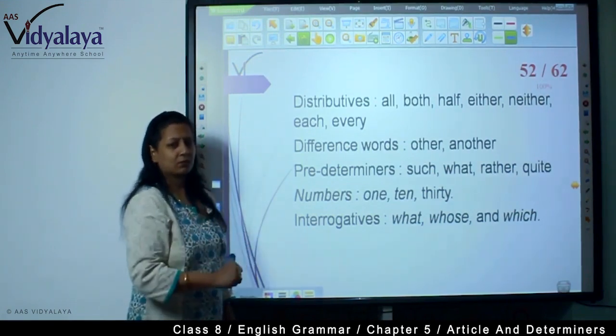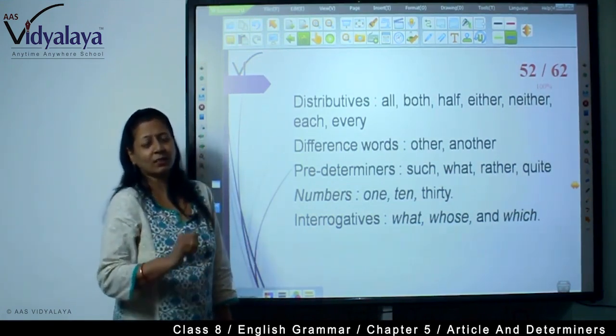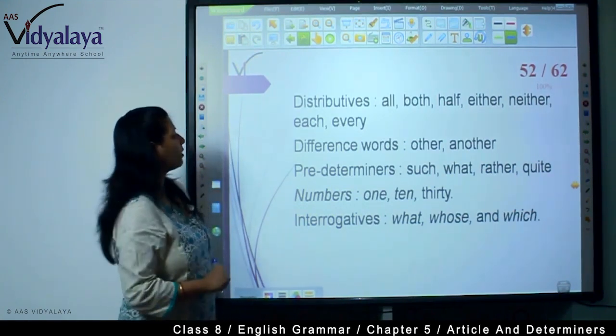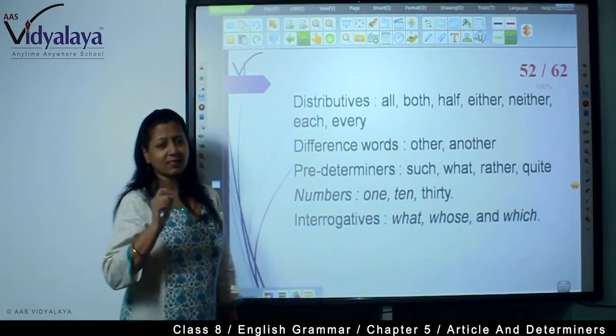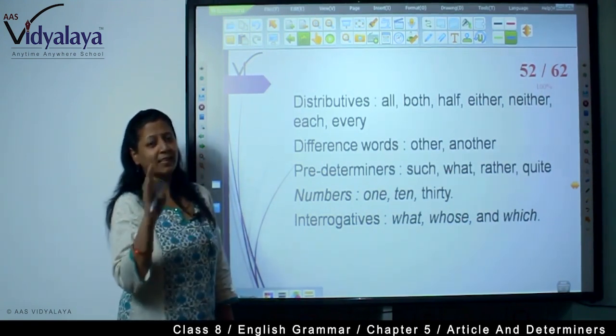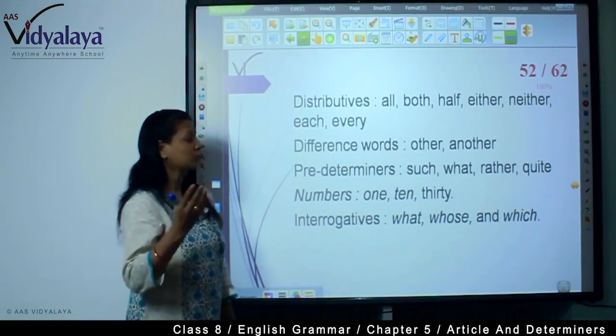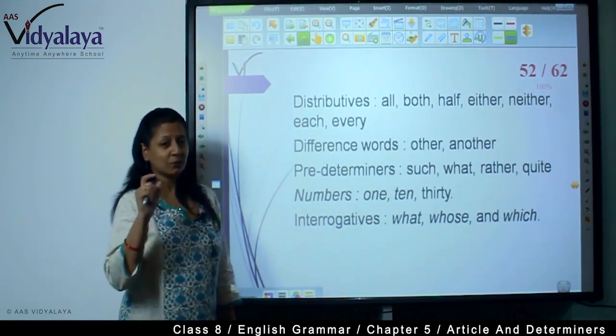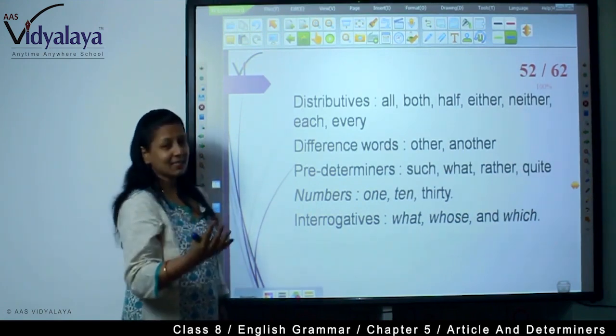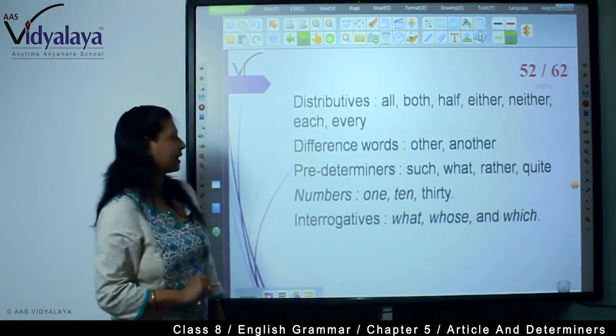Neither Sita nor Geeta. So here a noun is there. Each girl, common noun. Every boy, whatsoever. Always you will find a noun. So next time when we go through these words, you just pay attention to the nouns. You will always see nouns there. So you can easily understand that these are determiners.